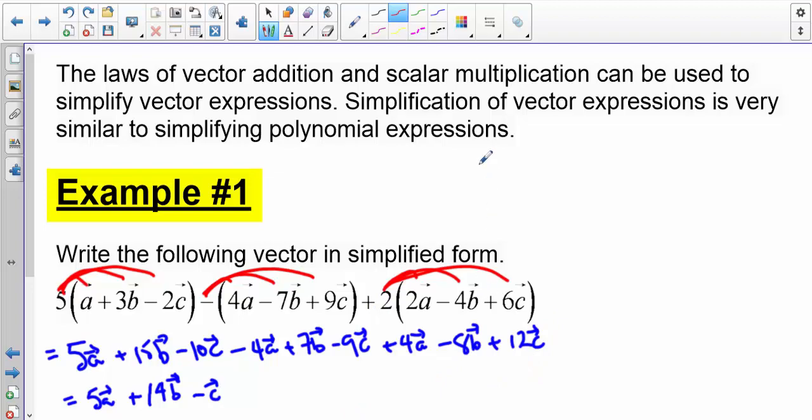Okay, but we're not done there. Again, there are a couple of like terms in here, right? So 5A minus 4A plus 4A winds up getting us 5A. Because if you want to think about it this way too, this negative 4 vector A and this positive 4 vector A cancel each other out, essentially. They're the 0 vector. Positive 15B plus 7B minus 8B gets us 14B. And negative 10C minus 9C plus 12C gets us negative C. So that's essentially how that one shakes down.